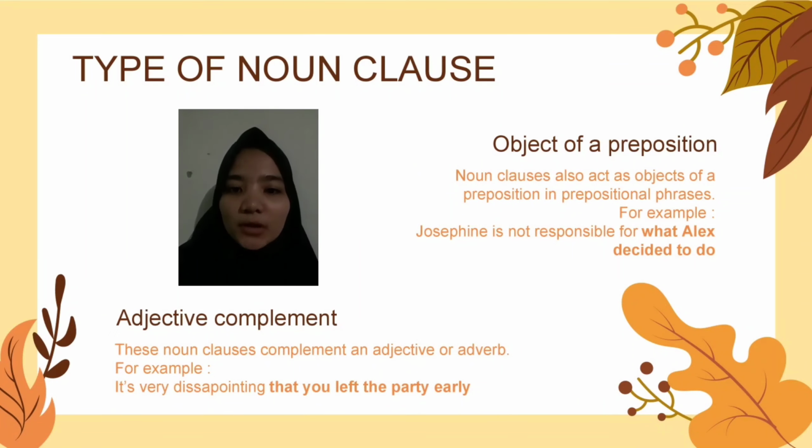Object of preposition. Noun clause also acts as the object of a preposition in a prepositional phrase. For example, Josephine is not responsible for what Alex decided to do. Next, adjective complement. Does a noun clause complement an adjective or adverb? For example, it's very disappointing that you left the party early.